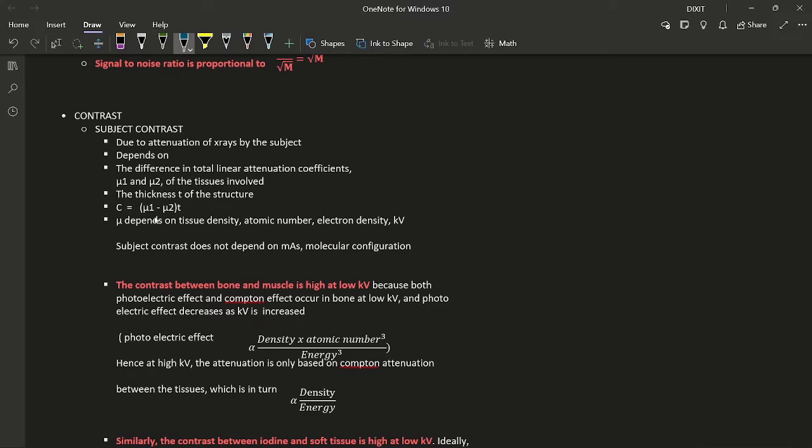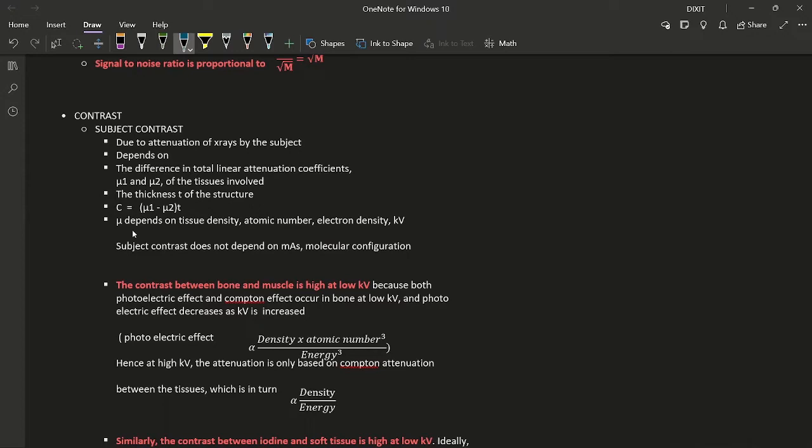And also contrast depends on the thickness of the structure, because if you just imagine a chest x-ray, and there is part of the humerus that is visualized, which will be much more dense compared to any of the ribs. And that is because although both of them are bone, the ribs are usually much thinner and the humerus is thicker.